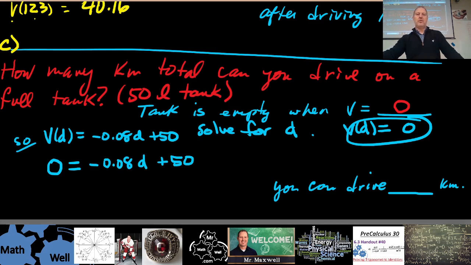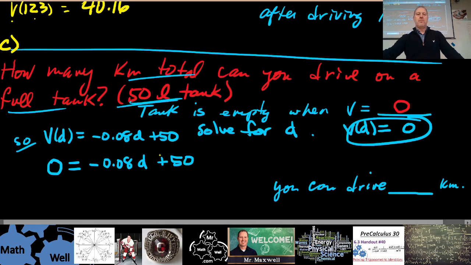Okay, so let's just review real quickly. How many kilometers total can you drive on a full tank? That is a 50-liter tank. So I'm going to use up all 50 liters. I'm going to have 0 liters remaining, like when the tank is dry. That means this value here, over here on the left, is 0, and I want to solve for D.